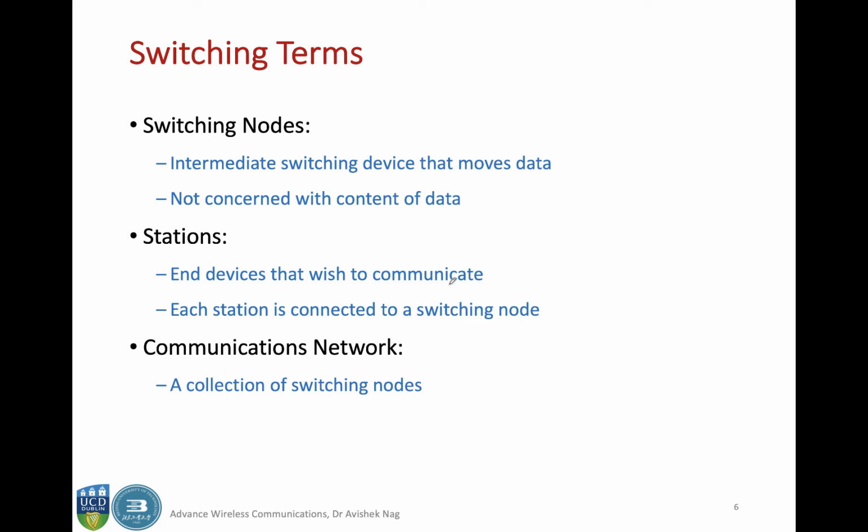Now let's focus on the switching terms. You came across the term switching nodes in one of the previous slides. Basically these are intermediate switching devices that move the data, and they are not concerned with the content of the data. Then we have stations, which are end devices that wish to communicate, and each station is connected to a switching node. So your end station can be your laptop, your smartphone, or your tablet. These are your end stations which are connected to the nearest switching node. The nearest switching node can be your wireless LAN access point.